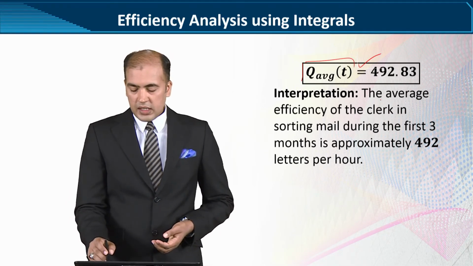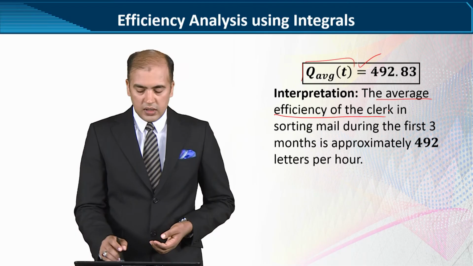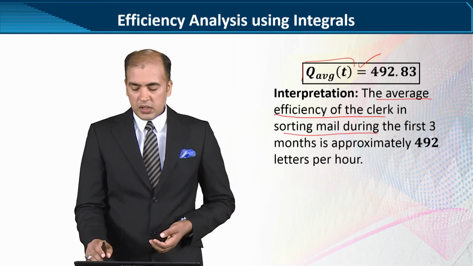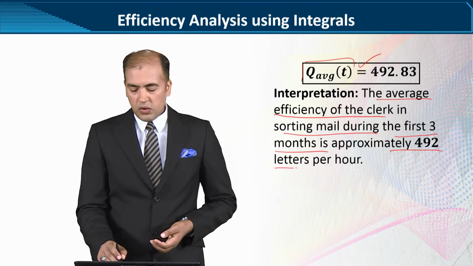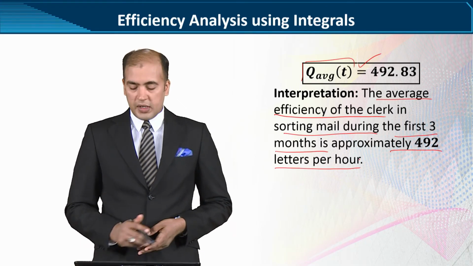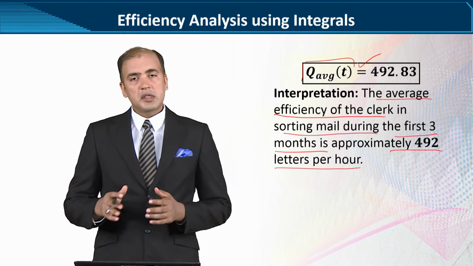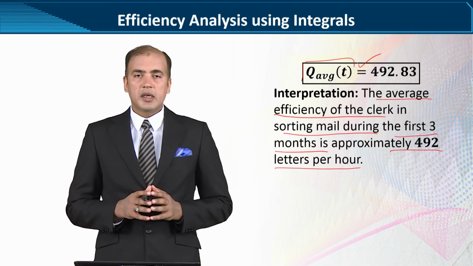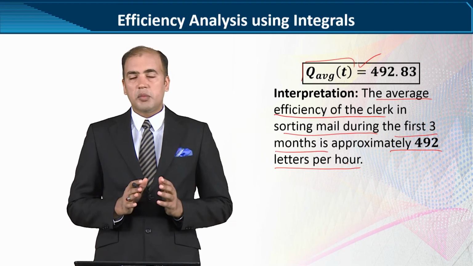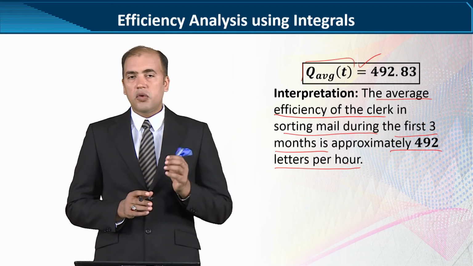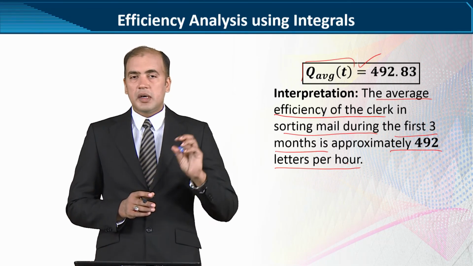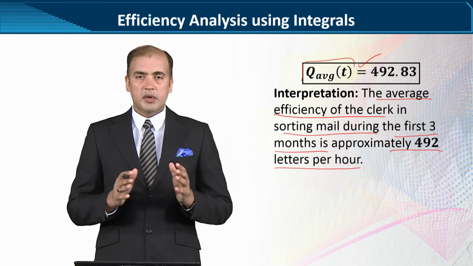So we can say that the average efficiency of the clerk in sorting mail during the first 3 months is approximately 492 letters per hour. So what we see is कि हर month के लिए उसने हमें average calculation दे दी है और हमें पता चल गया कि औसतन वो 492 letters को sort कर सकता है on average.